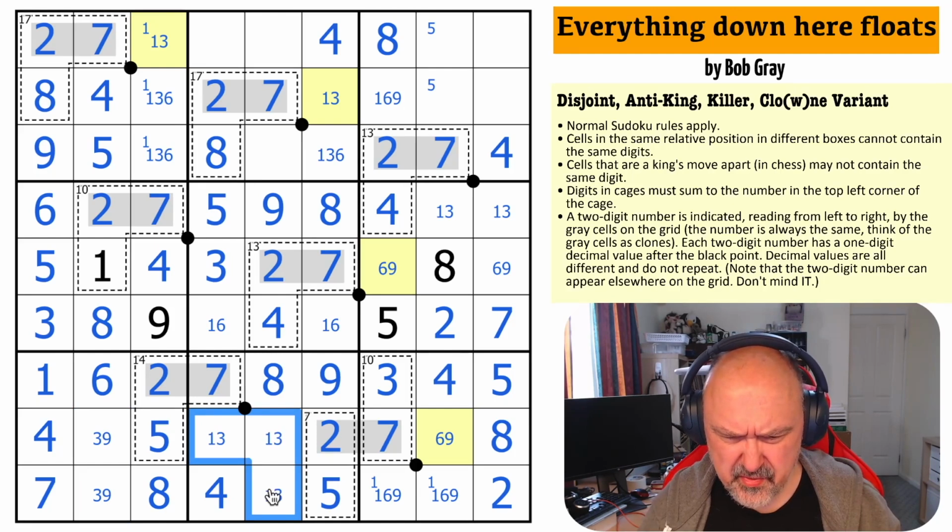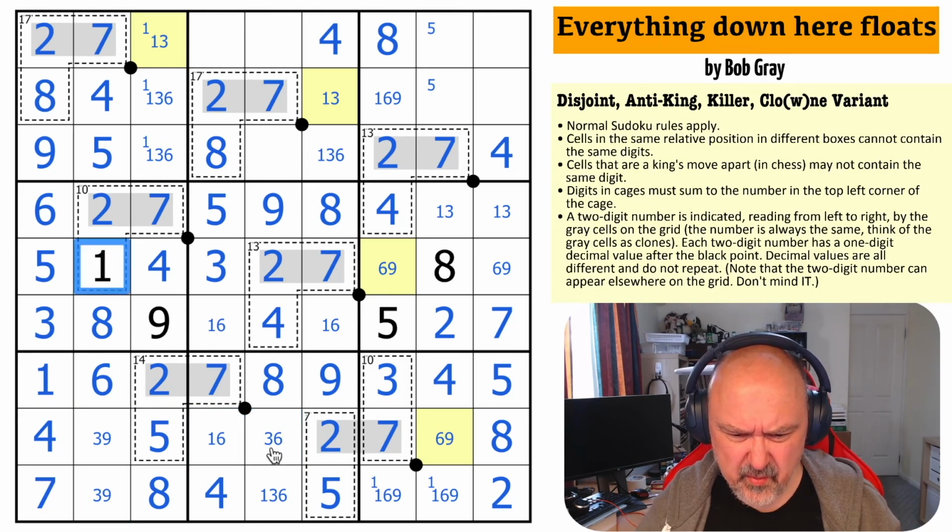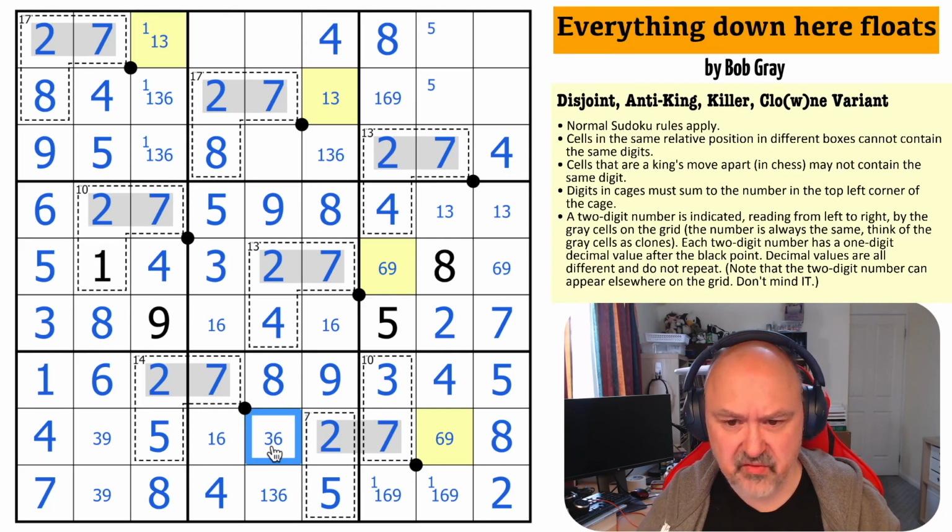These are 1, 3, 6. There's no 3 there. There's no one there because of that one. So I'm literally just having to stare at the grid for minutes at a time, trying to find the next possible hidden scanning thing.